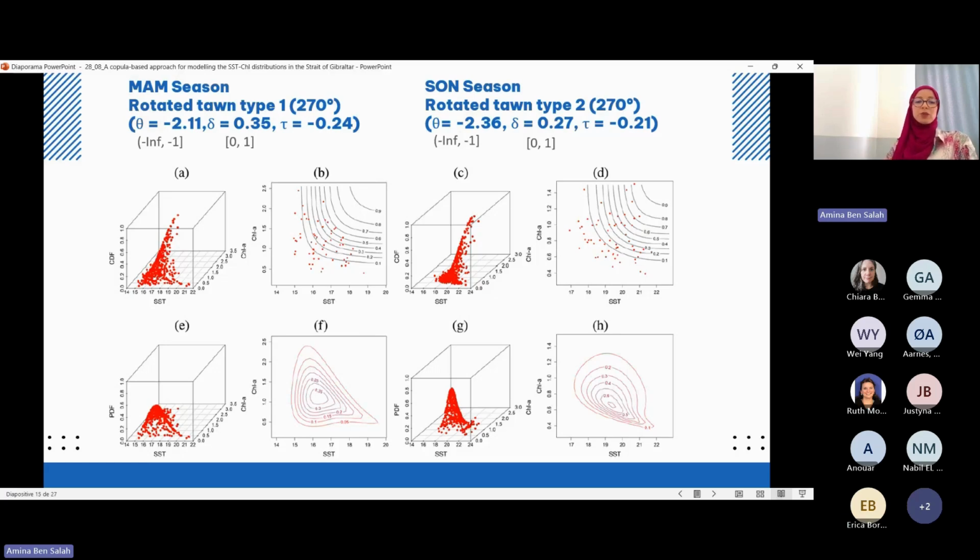On the other hand, in the SON season, the Tawn copula type 2 had parameters theta equal to minus 2.36 and delta equal to 0.27, and the Kendall's tau is equal to minus 0.21, confirming an even weaker dependency. So in both seasons, the dependency between SST and chlorophyll-a concentration is weak and negative. This is due to the high circulation in the Strait of Gibraltar.